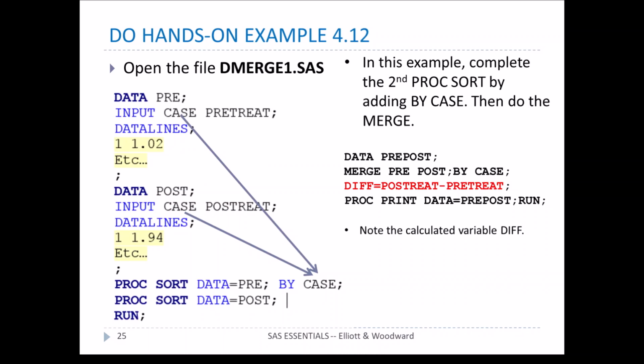And while we're at it, we're going to create a new variable called diff that's post-treatment minus pre-treatment. So we can do a number of things here. Once we've merged the data sets, this is the place where you might want to do additional calculations related to the data set that's been merged. And then finally, we're going to print out the results.